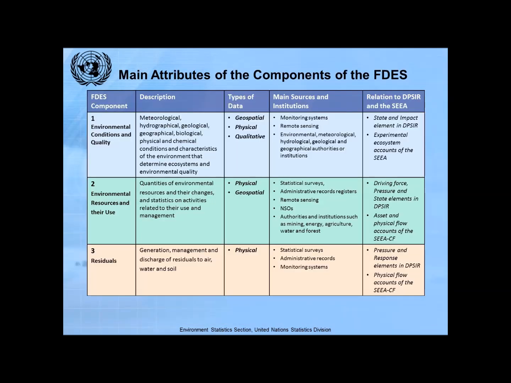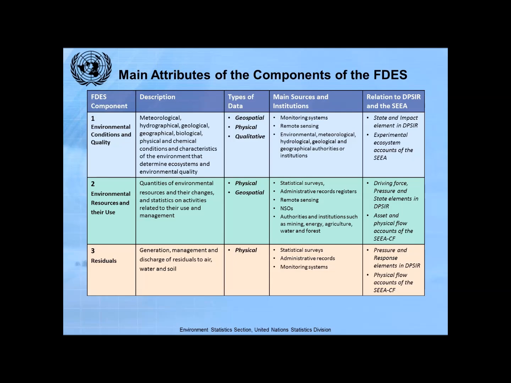We have a listing of the components and their description. For example, environmental conditions and quality includes meteorological, hydrographical, geological, etc. conditions and characteristics of the environment. And the types of data you need here are geospatial, physical, and qualitative data. And then the main sources of how to get the data and institutions include monitoring systems, remote sensing, and the different types of institutions like hydrological, geological, etc.